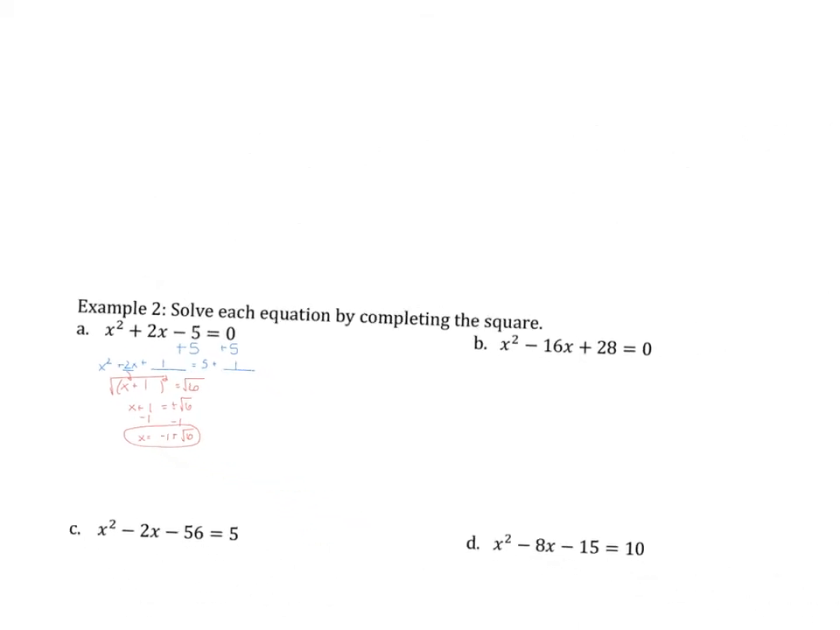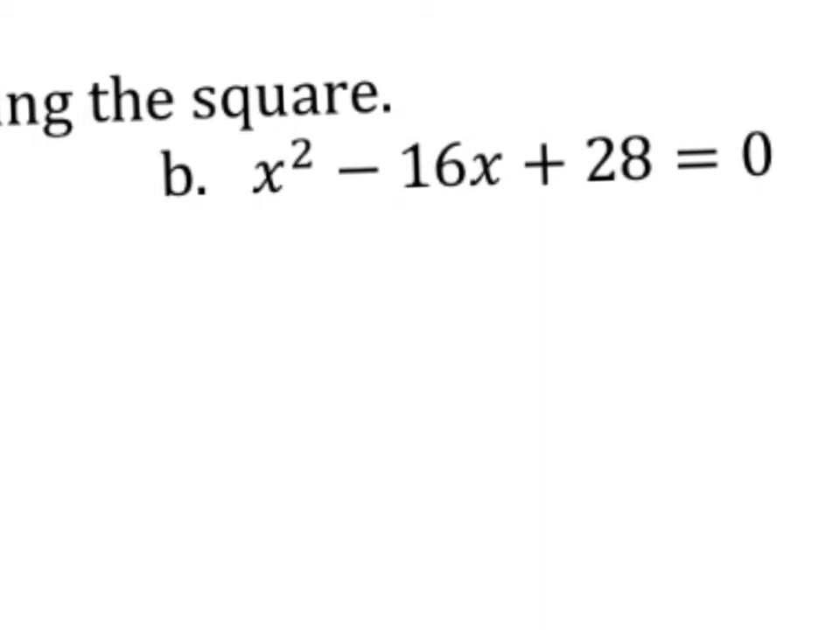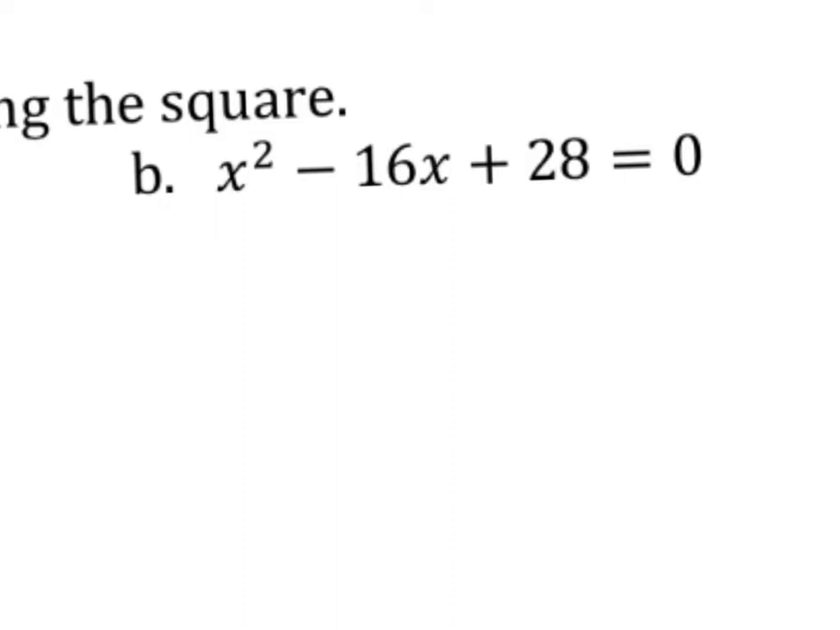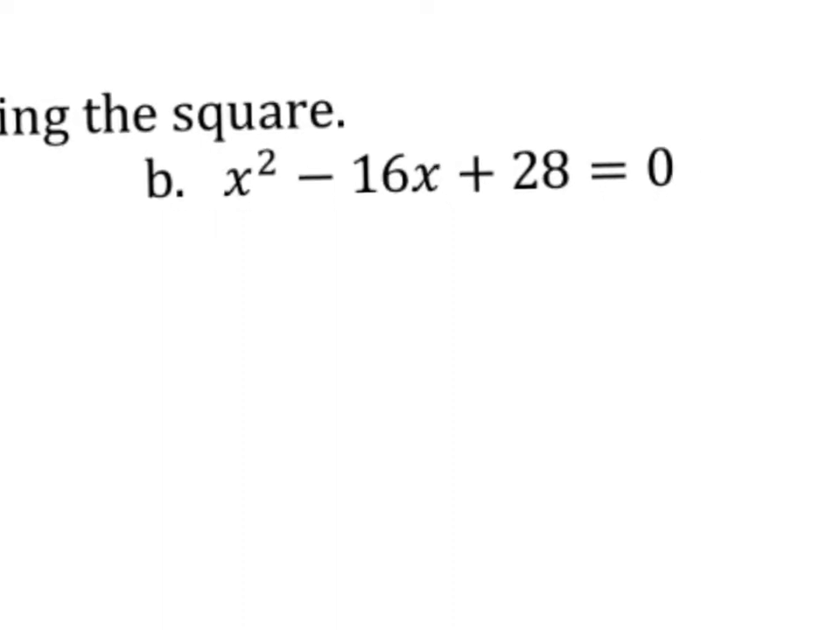Alright, let's try that again. Slow it down a little bit this time. Okay, so our first step is to move that c term out of the way. Okay, so remember I'm going to be adding something to both sides. I'm going to go and put my blank. Okay, so I'm going to half it. Half of 16 is 8. Squared is 64. So I'm going to add 64 to both sides.